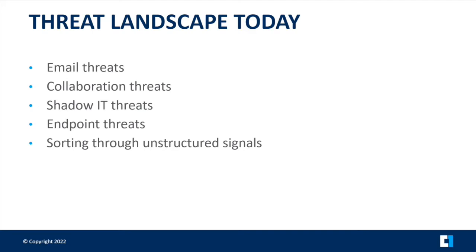Well, what's next? We've got to have several other doors in place to be able to detect and correlate all of those threats together. So that's why we're going to talk a little bit about those products today, along with shadow IT, endpoint threats, and then how do you sort through all of those unstructured signals that are there? So that's a lot lined up here.